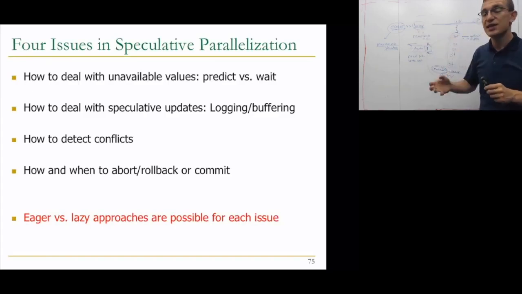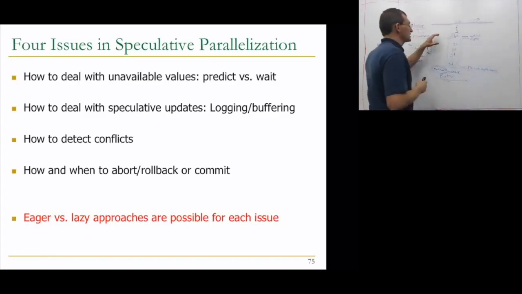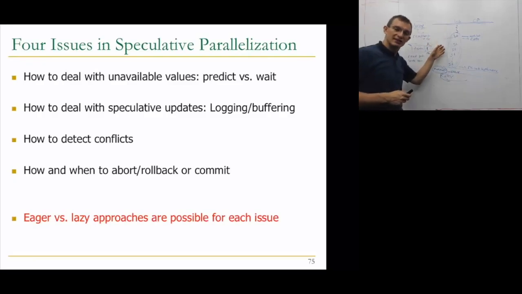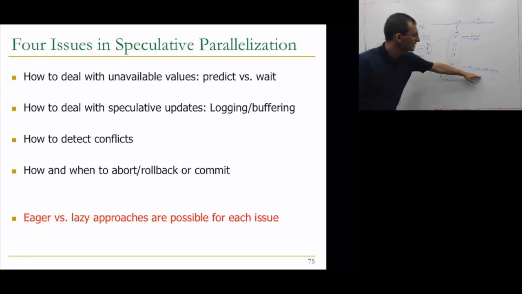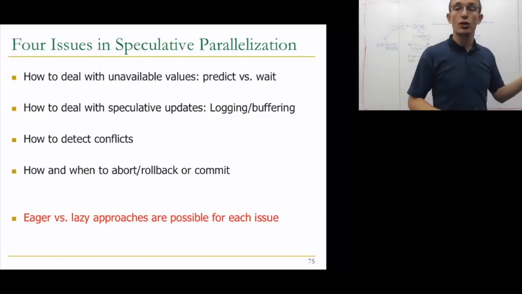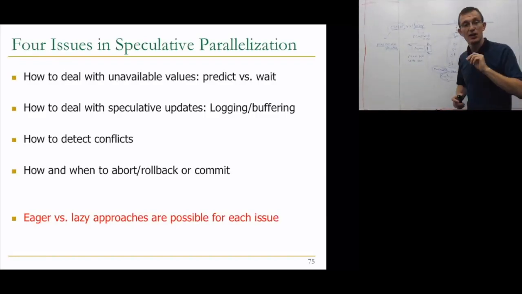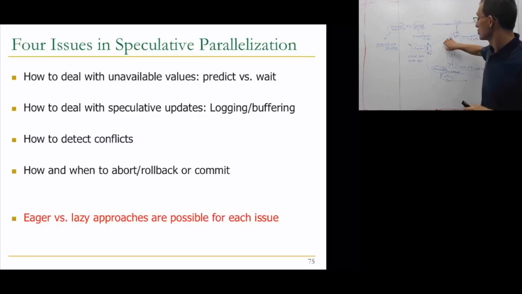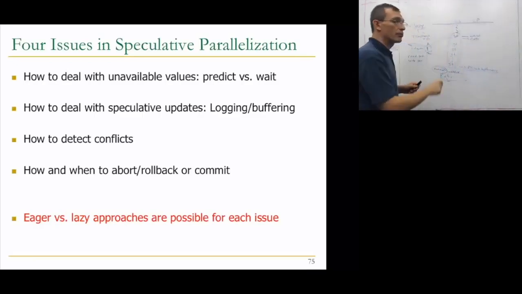How to detect conflicts? Again, we've discussed that. Do you detect them eagerly or lazily? Do you detect them right away, or do you lazily keep track of read and write sets, and at the end of the critical section, you compare the read and write sets to figure out whether or not there are conflicts? And finally, how and when to abort or roll back or commit. When do you decide that? How to abort? Do you abort eagerly or lazily?